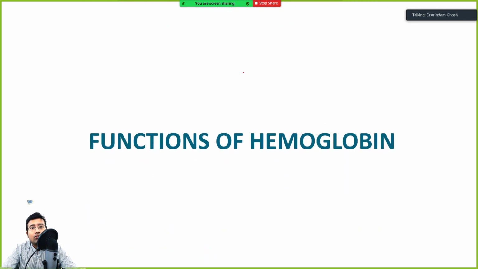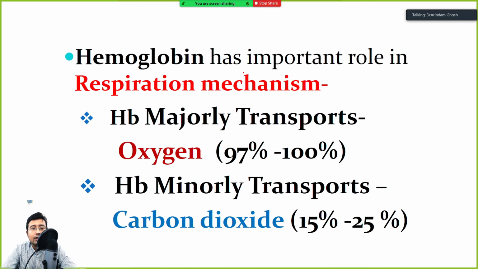So what are the functions of hemoglobin? Again, let us recap something. Hemoglobin has an important function in the respiratory mechanism, mainly transporting oxygen and carbon dioxide, the majority being oxygen, 97 to 100%. And carbon dioxide is minor, 15 to 25%. Can you tell me why?